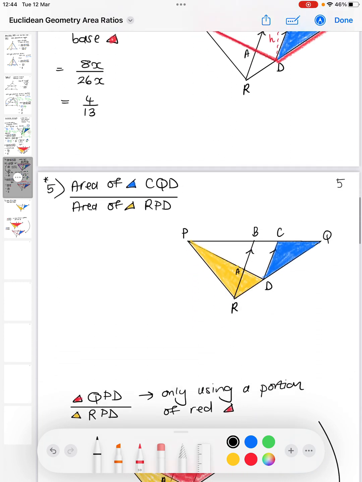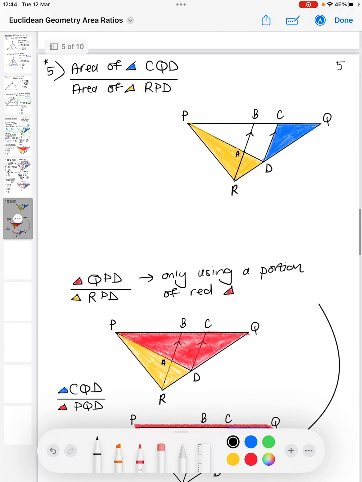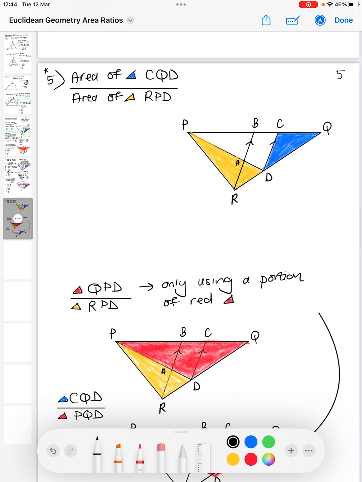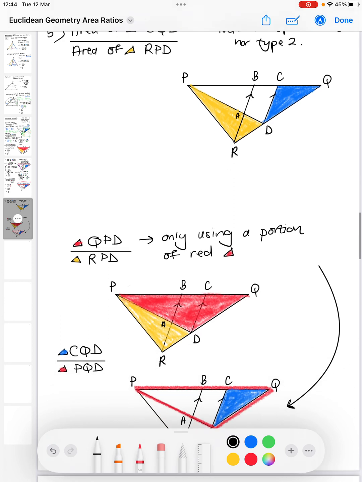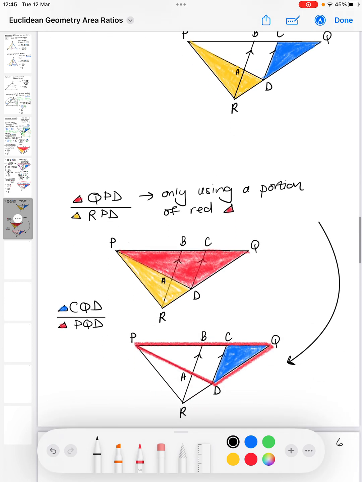Okay, who's ready for question 5? This is the last one for this specific example. It is the most difficult one. I hope that you are ready. Okay, so now they're asking what is the ratio of blue over yellow. This is, again, neither type 1 nor type 2, which means we need to combine answers from above to help us with this one. So the blue triangle we have worked with before, and we've also worked with the yellow triangle. Now I've already prepped this question for us.